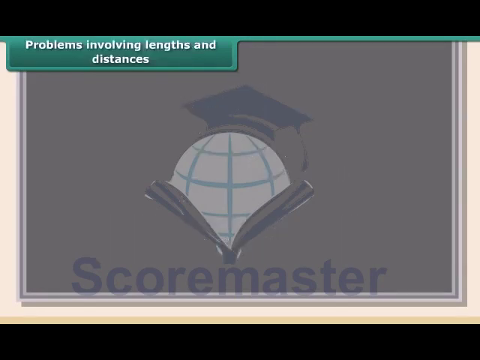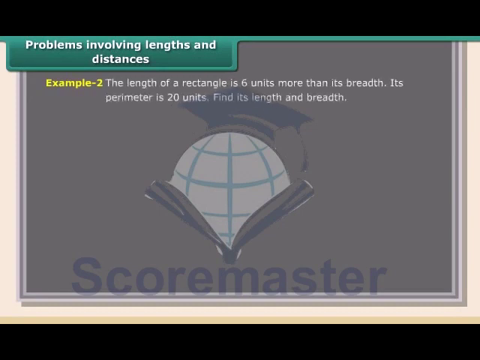Problems involving lengths and distances. Example 2. The length of a rectangle is 6 units more than its breadth. Its perimeter is 20 units. Find its length and breadth. Solution. Let the breadth of the rectangle be x units. Then length is equal to x plus 6 units.